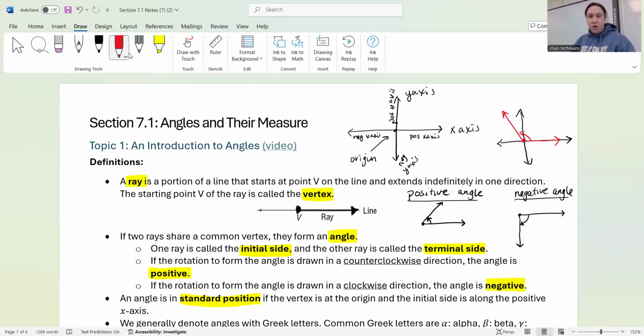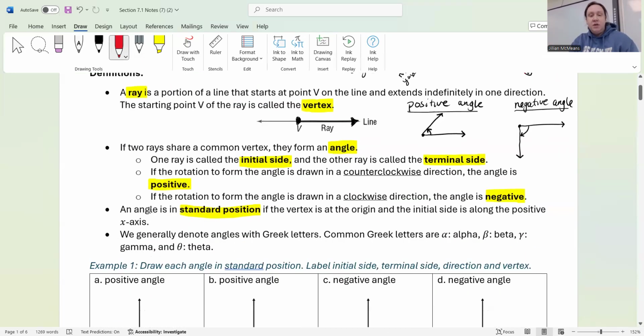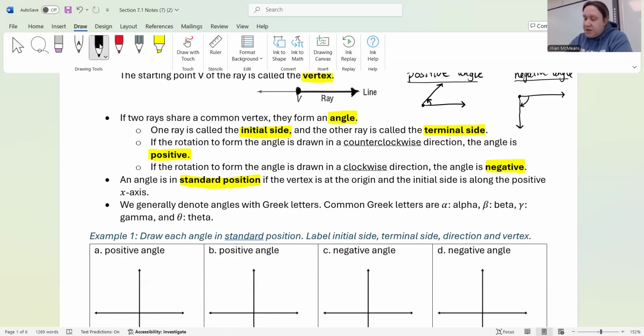Just know when they say origin and positive x-axis, it means exactly what you would think, just that regular Cartesian plane that we're used to graphing functions in. Now, next up, I do have a little note here that we typically denote angles with Greek letters. So you will be introduced to several Greek letters in this section, or not this section, but this chapter.